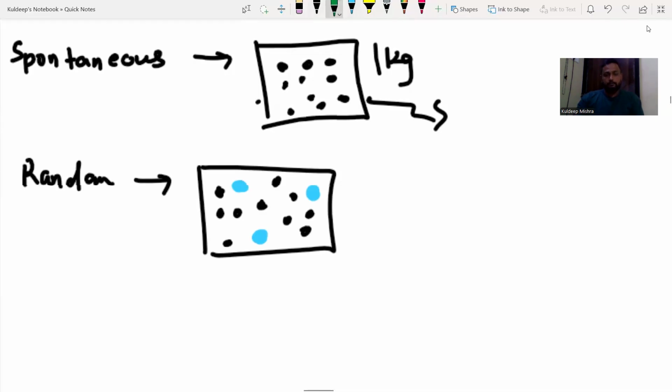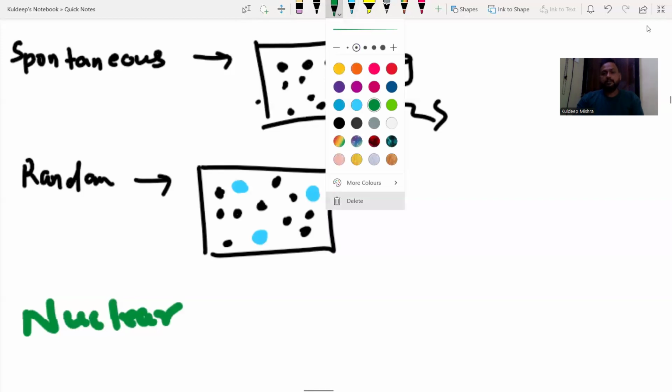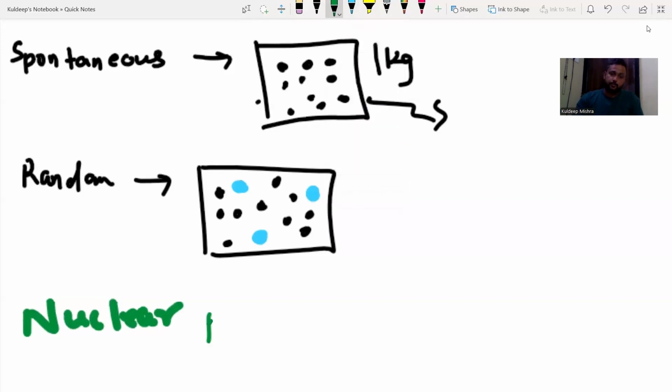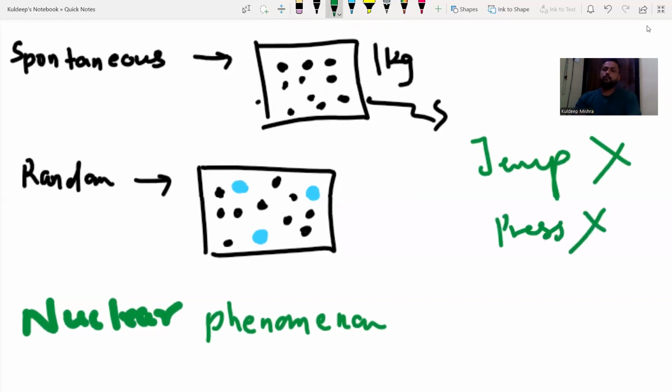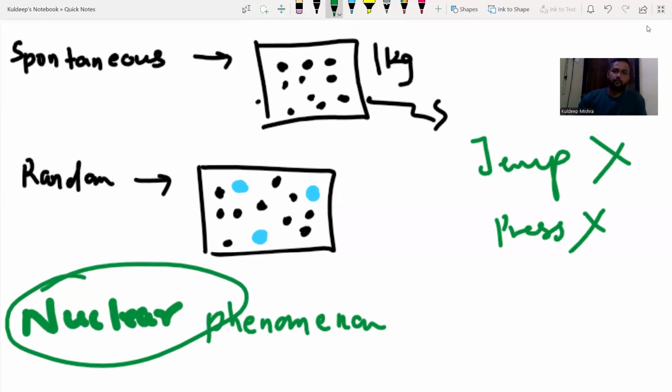And also it is a purely nuclear phenomenon. So it happens in the nucleus of an atom. It has nothing to do with the electrons. It does not depend on any outside factors: what is the temperature, no effect; what is the pressure, no effect. Because it is purely a nuclear phenomenon, outside conditions have no effect on it. It is spontaneous and random.